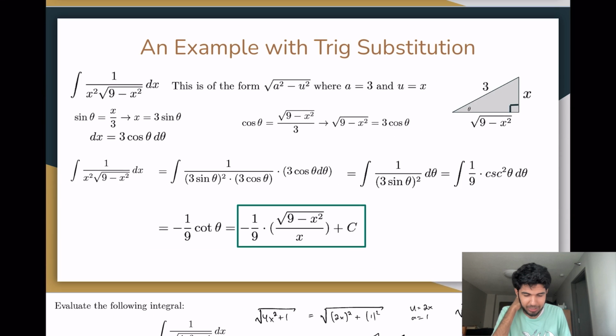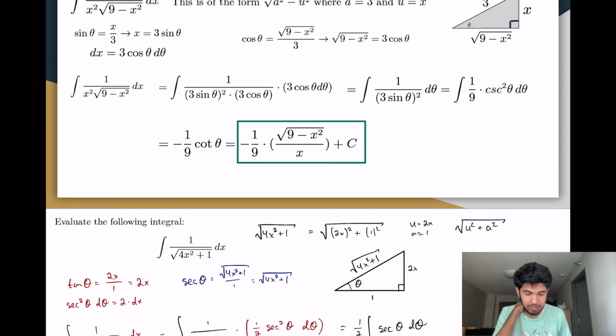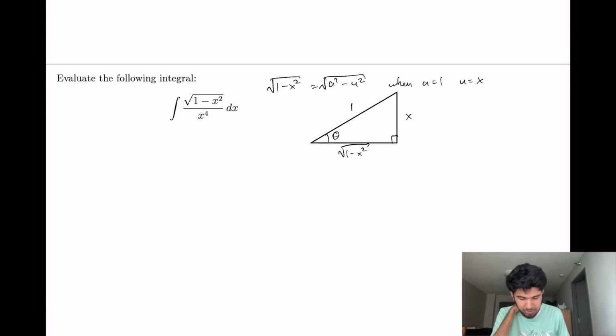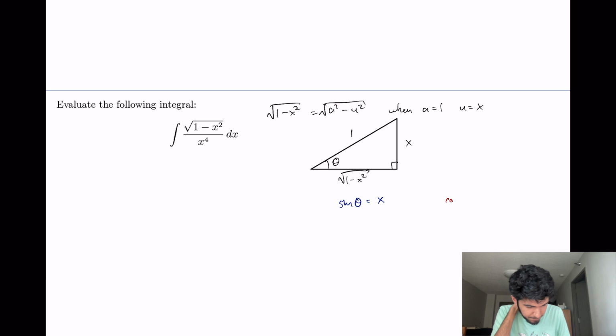If we scroll back up, we are under this column here, which indicates we should take the sine of theta and the cosine of theta. So let's do that. Sine of theta is equal to opposite over hypotenuse, so that's just x over 1, which is x. And then cosine of theta is equal to adjacent over hypotenuse, so that's square root of 1 minus x squared over 1, which is just square root of 1 minus x squared.